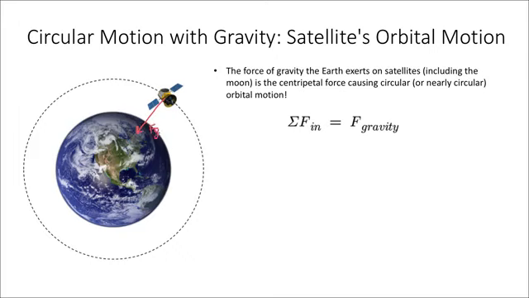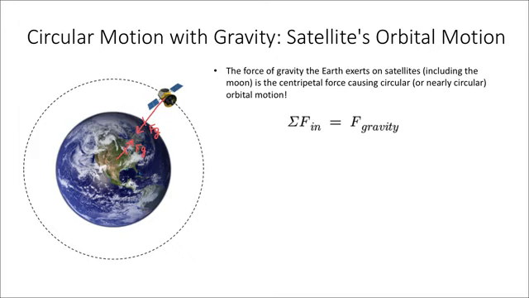Now, obviously, again, there's that other force that the satellite exerts on the Earth, and these are equal to each other, right? We know that those are equal to each other. But given the extreme difference in their masses, the Earth does not accelerate as a product of this force.